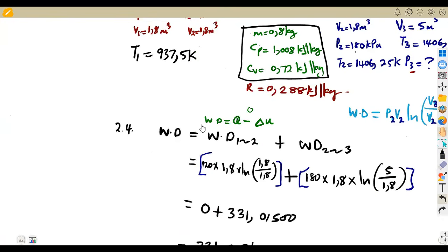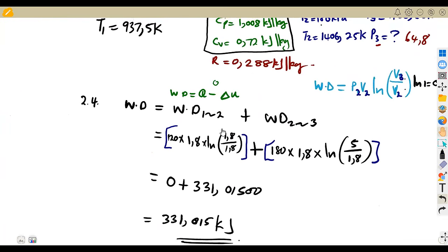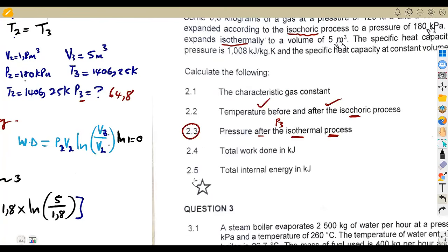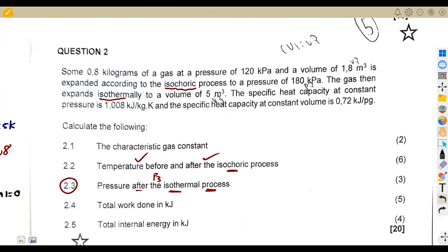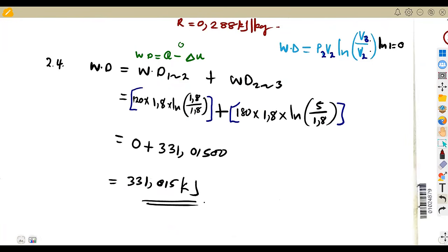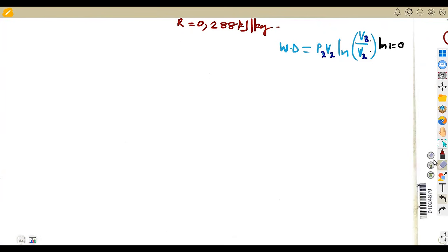The total work done, you just have to calculate the work done in 2 stages, the one for the isochoric and the one for the isothermal, and you combine them. It is the same thing as this question here, the total internal energy in kilojoules. Let us go back to the formulas and see how you calculate the internal energy. For it to be the total, you are supposed to calculate the internal energy for the 2 stages. So that is our question 2.5.